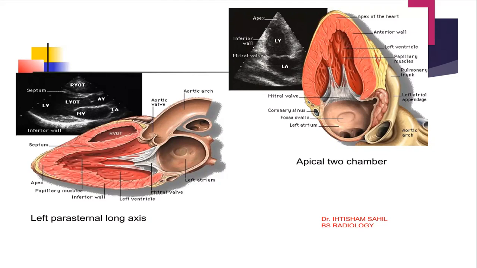Okay, then they have the apical two chamber. This one, you'll see how you move the cursor when it is at the fourth, fifth intercostal space in the mid clavicular line. Then you are going to get what is called the apical chamber view. This one you direct towards the left shoulder, while the left parasternal long axis is the one which points towards the right shoulder.